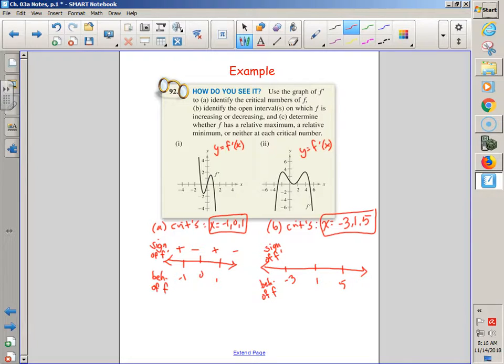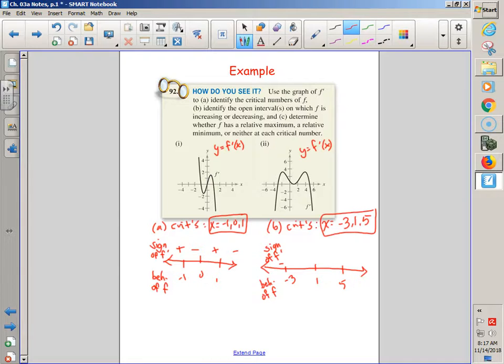Positive y's, negative y's, positive y's, negative y's. I'm not looking at the movement. I'm just looking at, oh, it's up, oh, it's down, oh, it's up, oh, it's down. So how would you guys fill in this sign chart? What sign should be on the left of -3? Has to be negative because it's below.